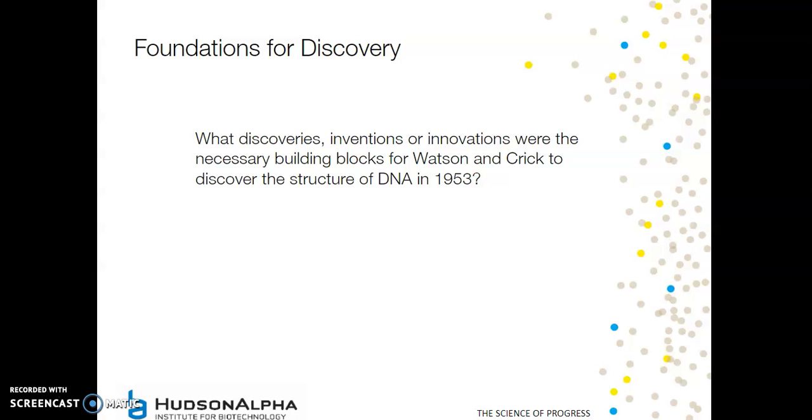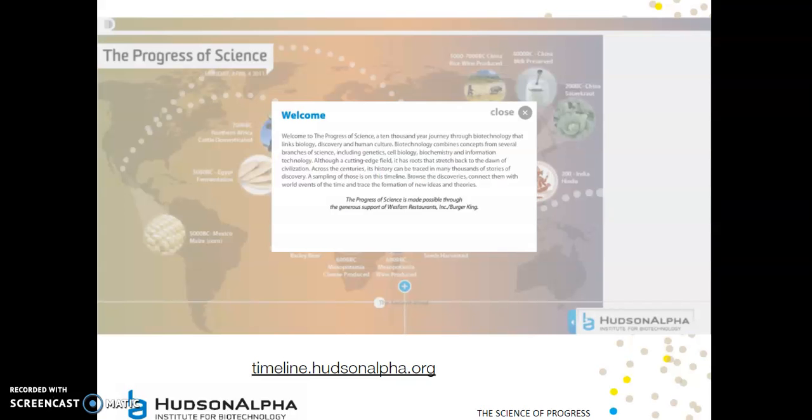So, what discoveries, inventions, or innovations were the necessary building blocks for Watson and Crick to discover the structure of DNA in 1953? They didn't just find out that information from nowhere. There actually had been lots and lots of work done by scientists throughout the years that actually led up to the discovery and the structure of DNA.